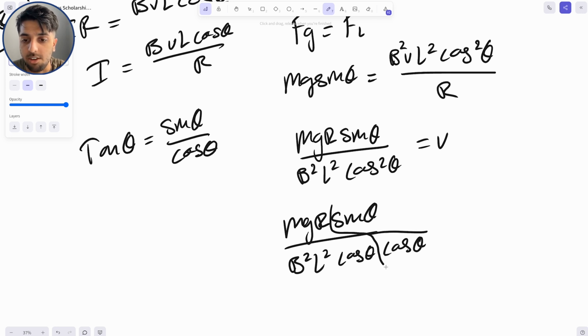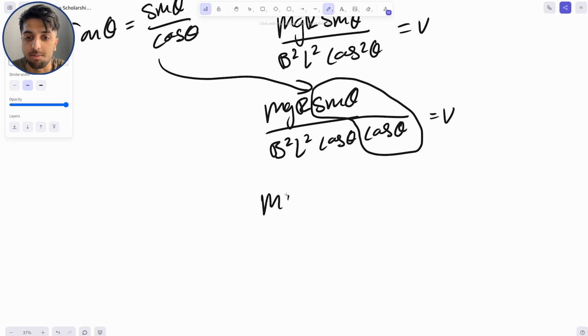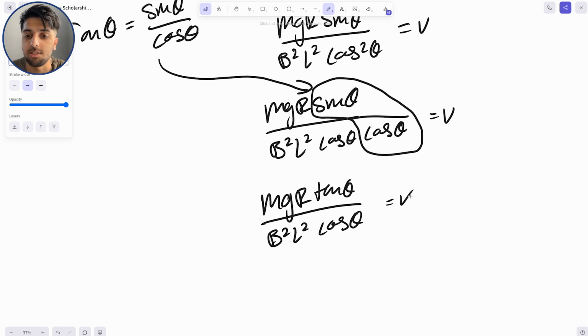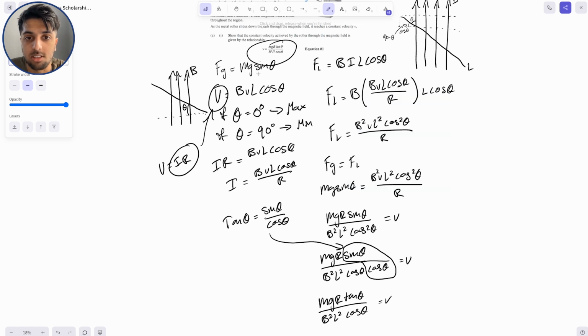As you can see, we have tan theta right here. And so we get mgR tan theta all over B squared L squared cos theta is equal to V. And we get this expression.